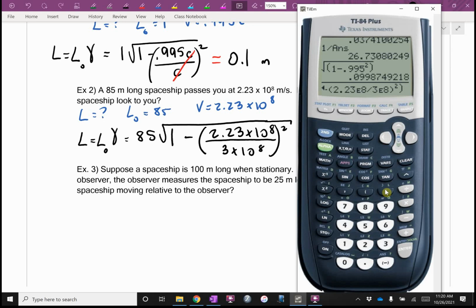Will I perceive the spaceship to be longer or shorter? Shorter. So I should get an answer less than 85. And I get 56.9.